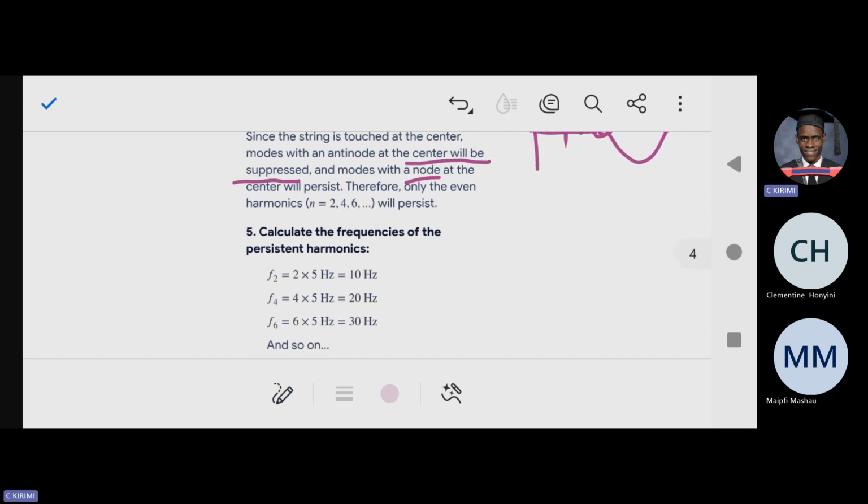So when you calculate the frequency, you indicate that the frequencies of the persistent harmonics start at n equals 2. That's why here we now have F2, F4, F6. If you want to calculate F8, it's up to you, but you are just indicating that it is going in this fashion. It's following that formula, where instead of taking all the integers, we are now choosing only the even numbers, 2, 4, 6, etc. Any question here?